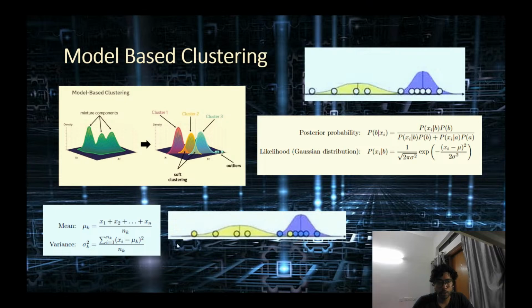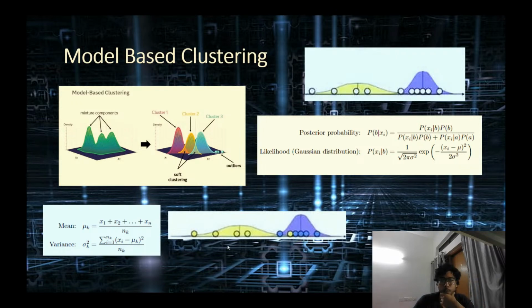Then what you do is you can fit a Gaussian curve to these blue and yellow points. Yellow points would be fitted to this yellow Gaussian, blue points would be fitted to this blue Gaussian. And how you calculate the mean and the variance of this Gaussian is you take the mean of these yellow points and the variance of these yellow points. Similarly, you do it for the blue points, and that's how you get the mean and the variance of the blue and the yellow Gaussian.